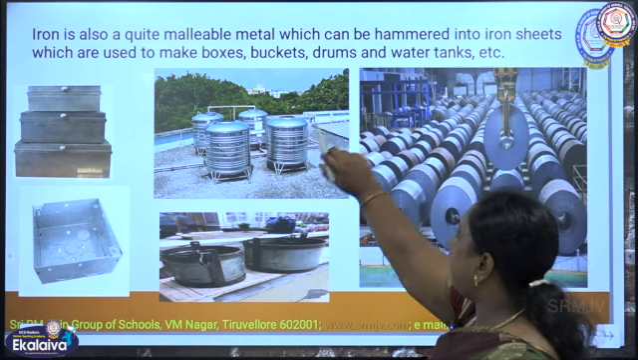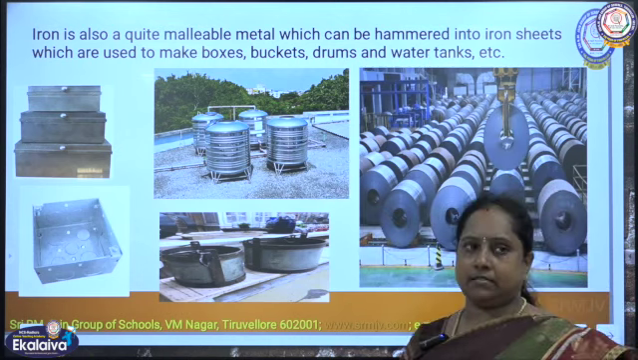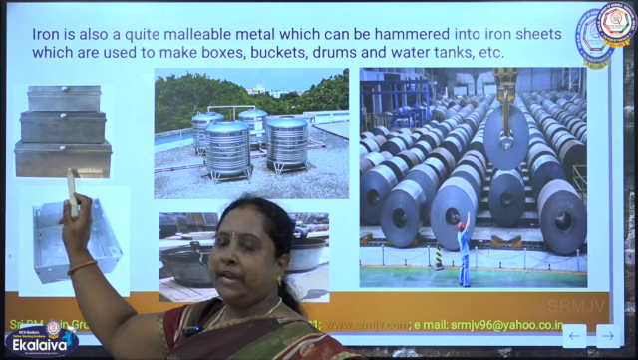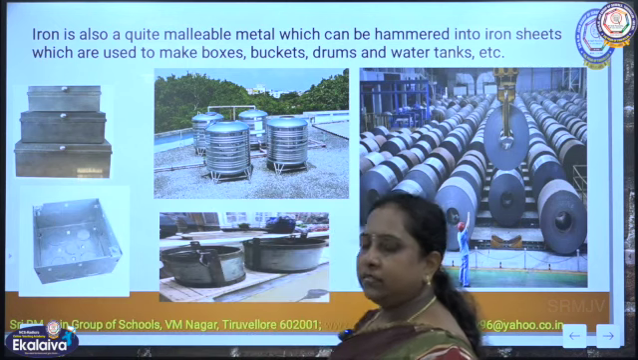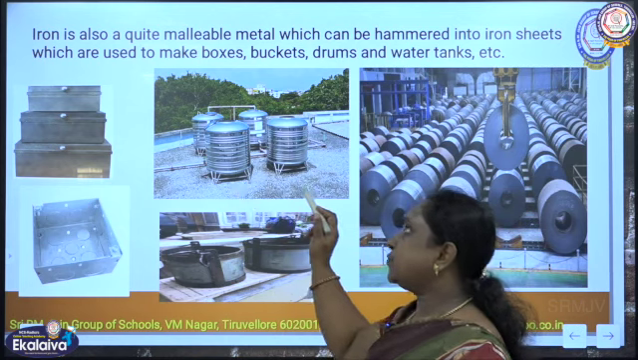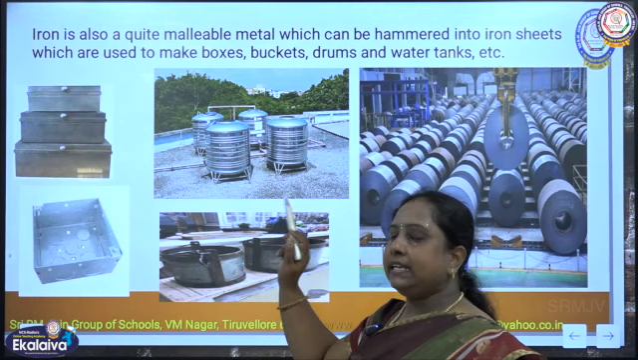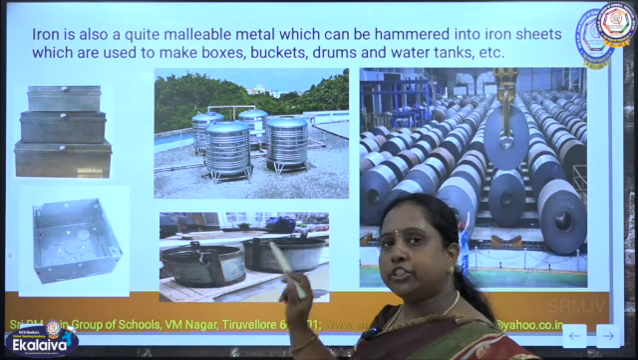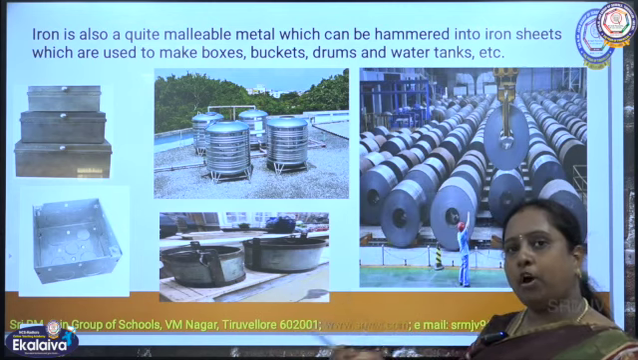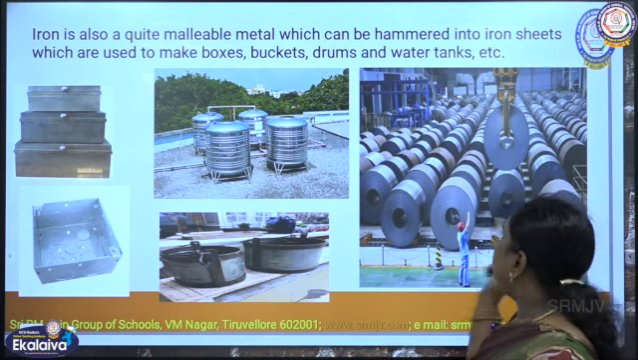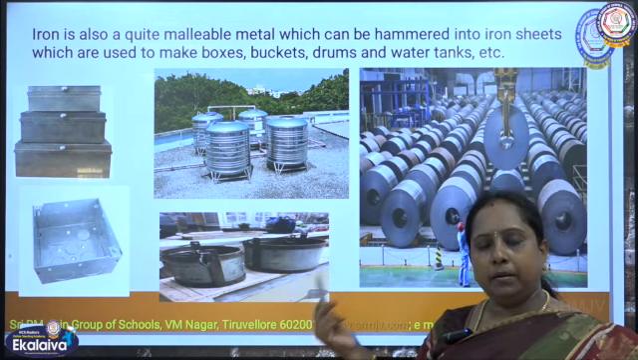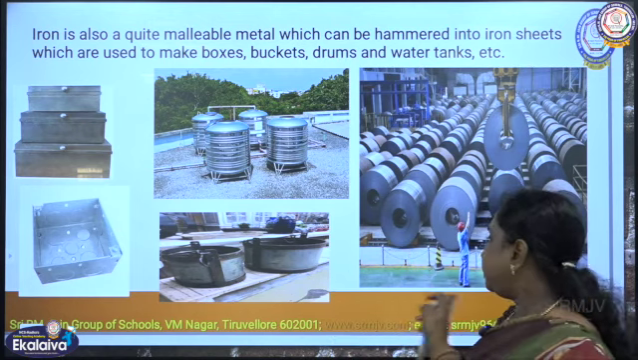So, iron can be used for making sheets, iron sheets, and also boxes made of iron, and trays made of iron, and water tanks. In some places you could have seen water tanks made up of iron, and it is an alloy of iron, so that corrosion can be avoided. And buckets can be made of iron to draw water from the wells, and also the coils of iron will be used for manufacturing industries.